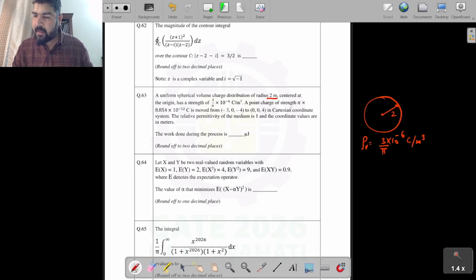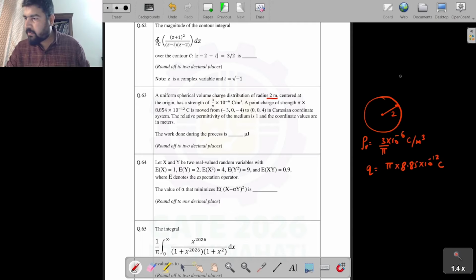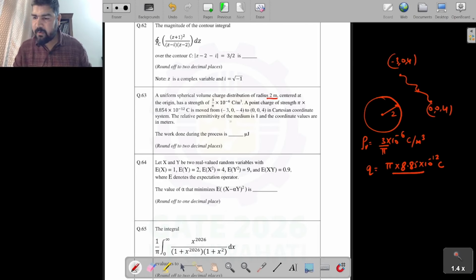A point charge of strength pi into 8.85 into 10 to the power minus 12 coulomb is moved from one location, minus 3, 0, 4, to another, 0, 0, 4, in Cartesian coordinate system. The relative permittivity of the medium is 1 and the coordinate values are in meter. The work done during this process is.